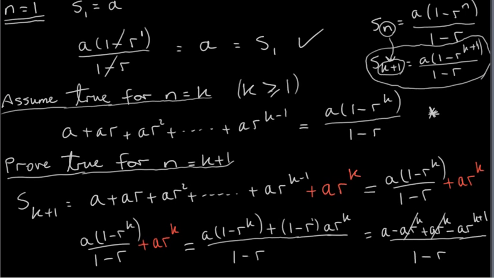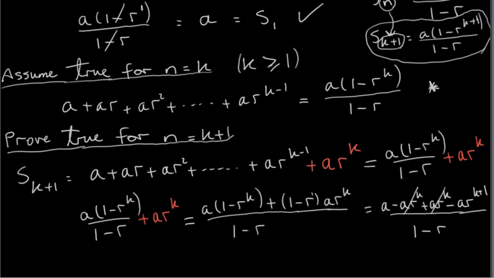What we get is, we factorize out the a at the top, you can see it now. We'll have a times 1 minus r to the power of k plus 1 over 1 minus r. And that's just S k plus 1. That's the formula with n replaced by k plus 1. So this shows that the formula is true for n equals k plus 1. So then the logic of induction takes over.